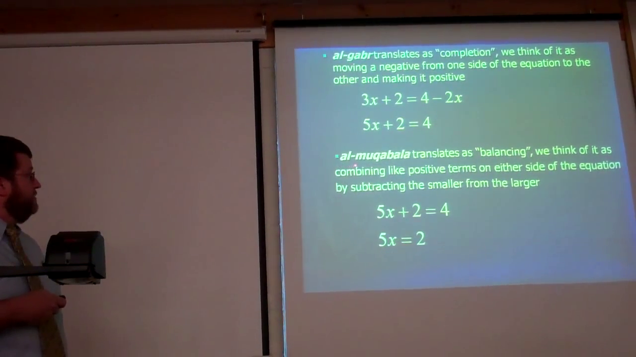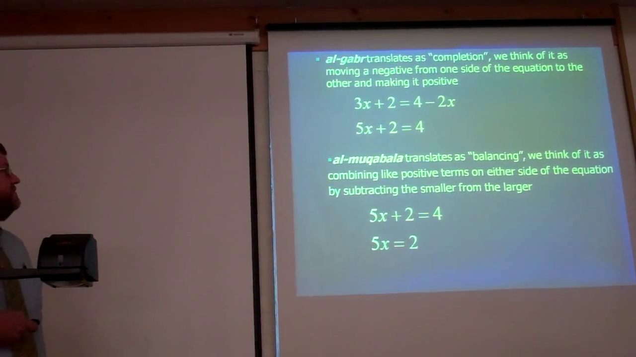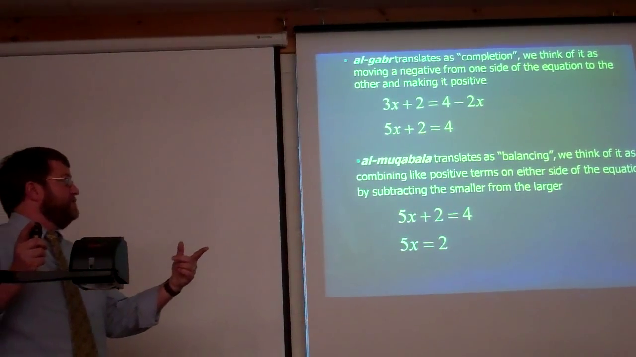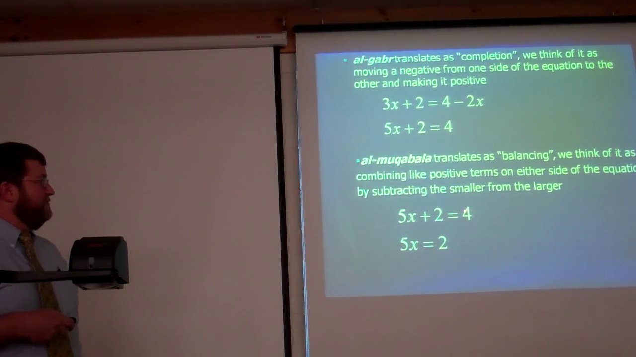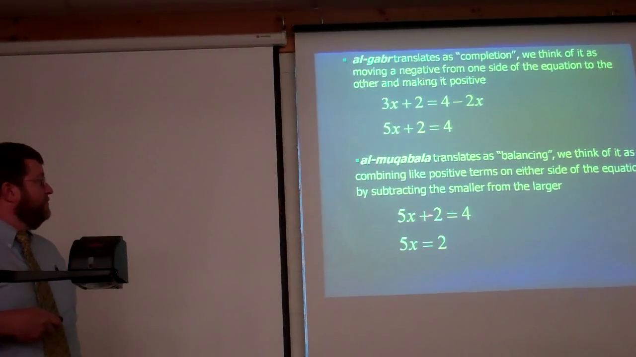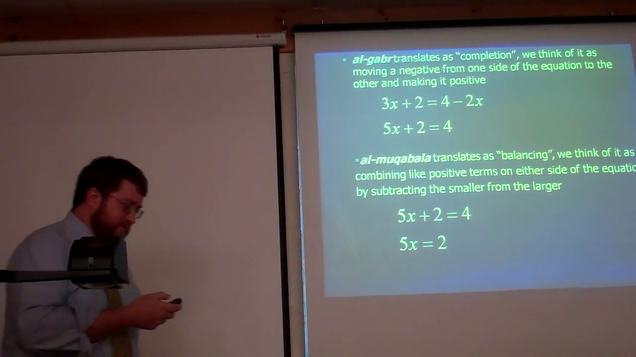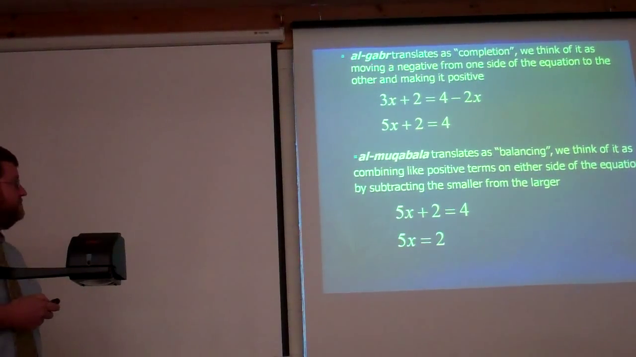And the other word in the title, al-muqabala, translates as balancing. We think of it as combining, when you have positive terms on both sides, subtracting the smaller from the larger. So here's a 2, here's a 4. If one of them was negative, we'd use algebra. But when they're both positive, we use al-muqabala, and you would subtract the 2. Subtract the smaller from the larger. So just a little interesting linguistics from the title of Al-Khwarizmi's work.